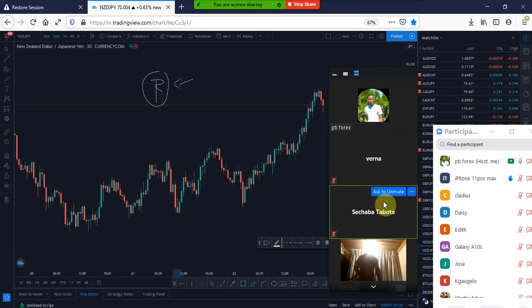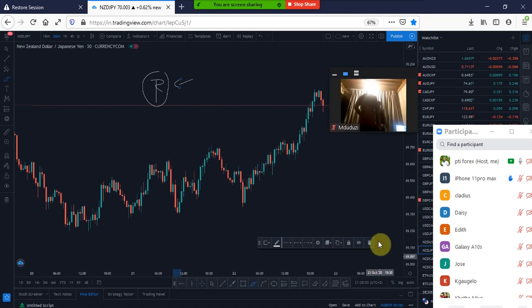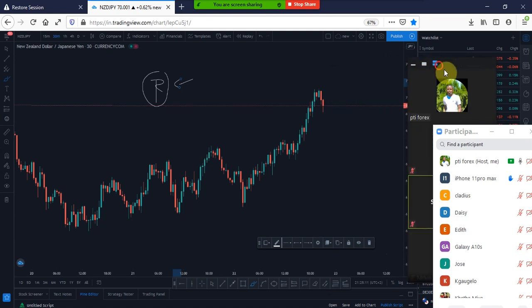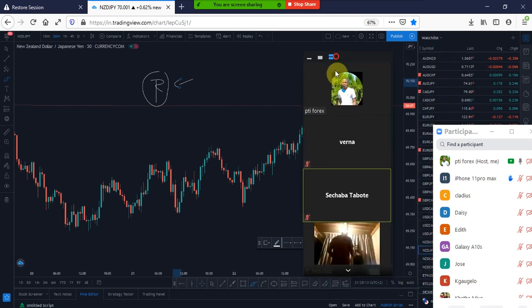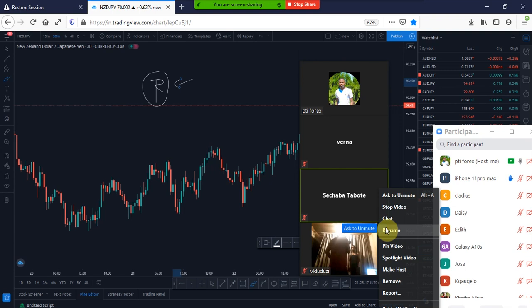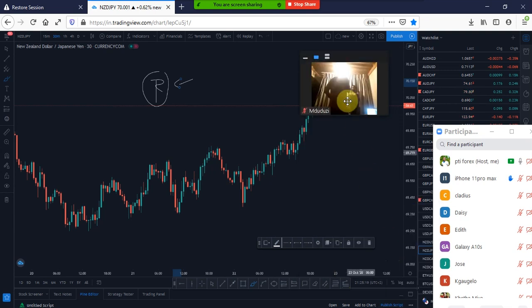I can see someone is dancing right there. Is it me alone who is seeing that person? So that was it, guys. That is it. He's dancing. I don't know why. Is he dancing or training?